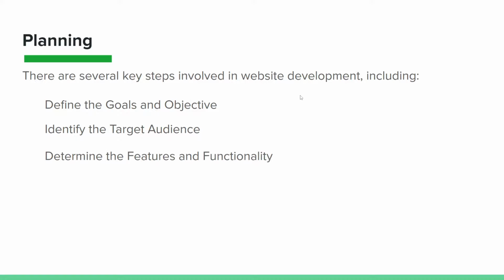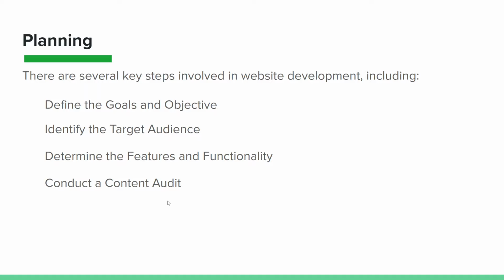In the planning stage, you also want to determine the features and functionality. So based on the site's goals and target audience, identify the key features and functionality that will be included, and this can include e-commerce functionality, social media integration, a blog or news section, or a contact form.